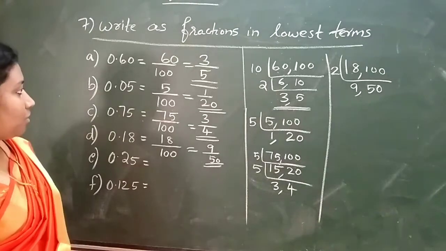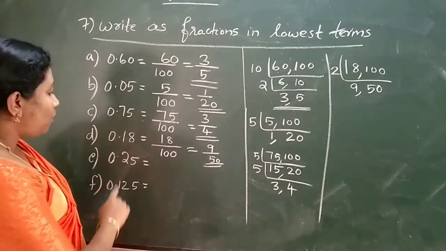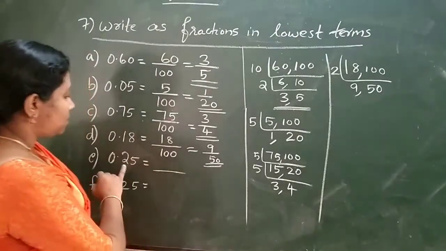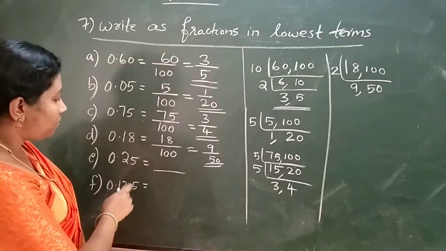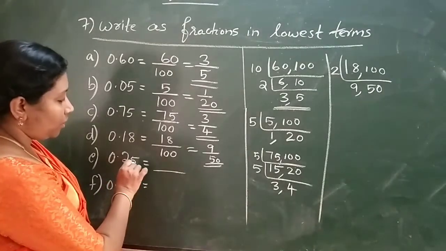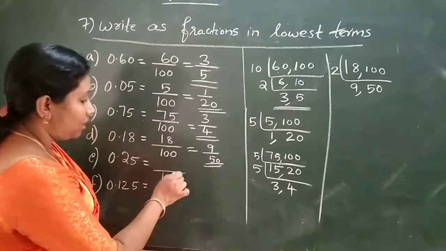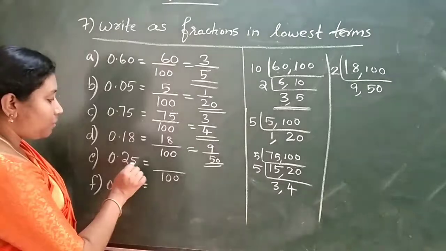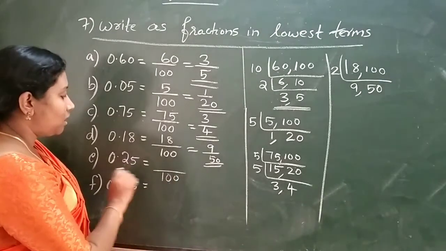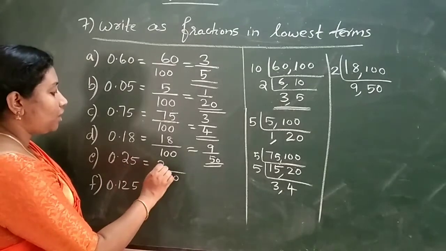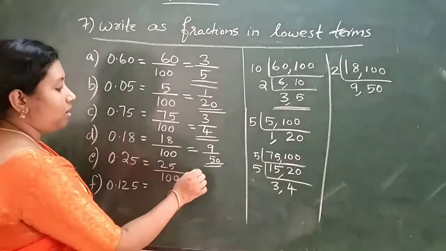Then your fifth question, that is 0.25. In 0.25, this is the decimal number. What is the fractional form of this 0.25? After the decimal point here 2 places are there. So here also what is the denominator? 100. Why? Here 2 places are there. So in the denominator we need 2 zeros. So the denominator is 100. Then you just write the given number. That is 0.25. That is 25 by 100.